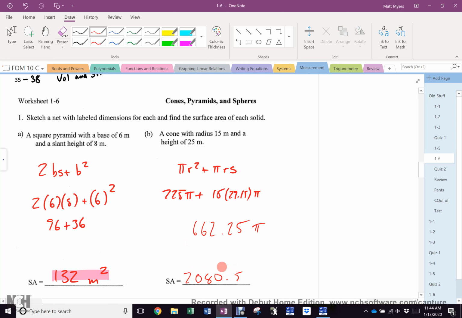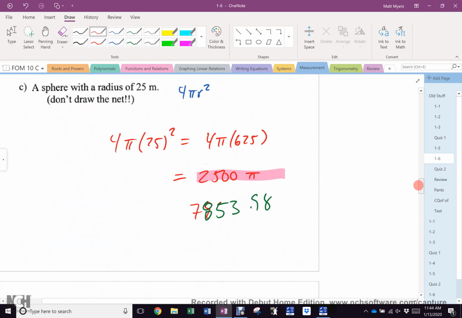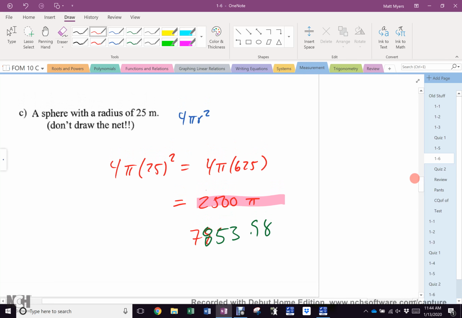Sketch the net there and there, right? I don't really care. There are your two answers there. That's 7,853 point blah, I don't care. Yes?